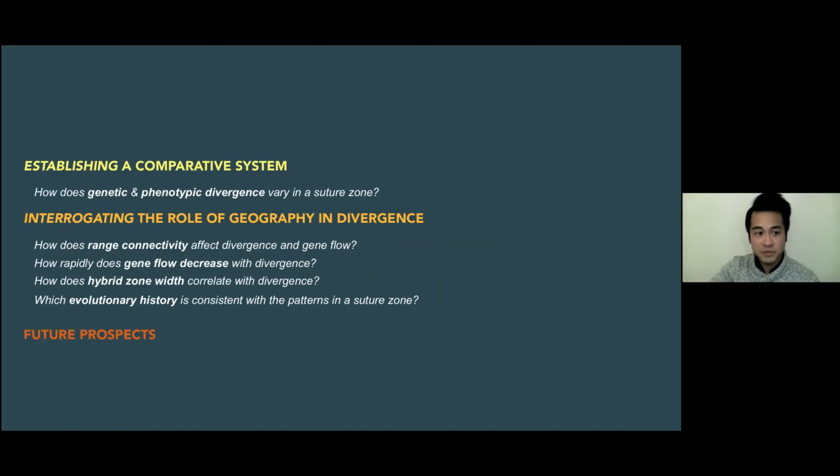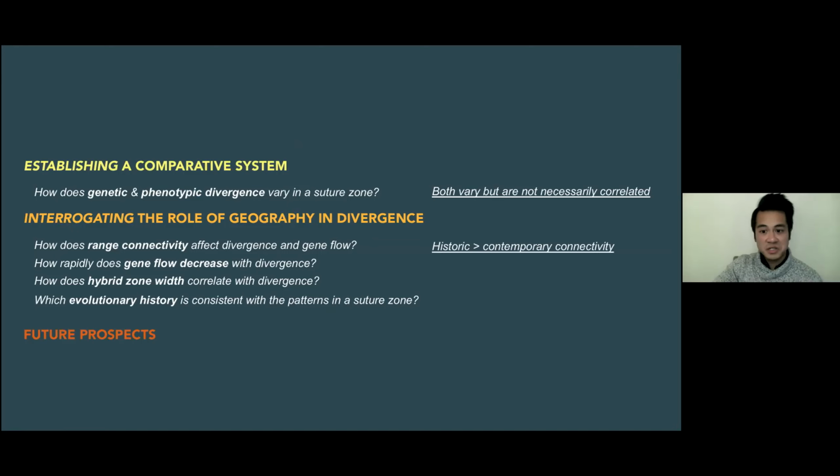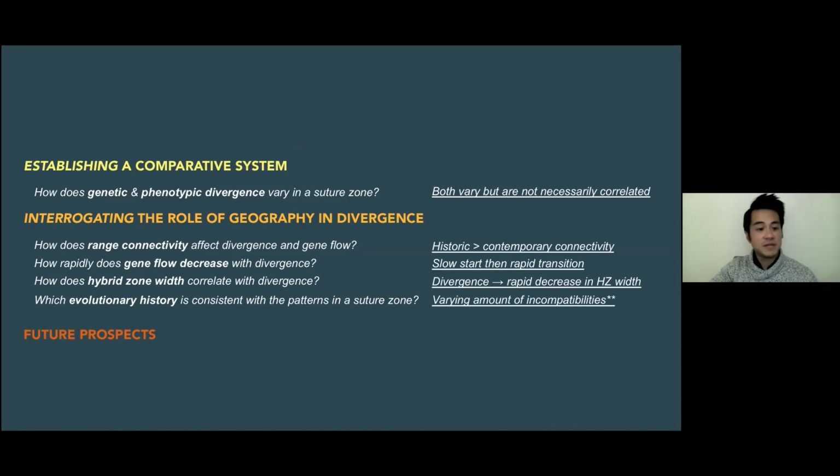And so let's review these questions. How does genetic and phenotypic divergence vary in a suture zone? Both of them vary, though they're not necessarily correlated. Historic range connectivity is probably much better at predicting gene flow and divergence than contemporary connectivity. How rapidly does gene flow decrease? If you have a slow start, then a rapid transition. And does hybrid zone width correlate with divergence? Higher divergence is associated with this rapid decrease in hybrid zone width. And this is more reflective of a history of varying amounts of either isolation or number of incompatibilities.